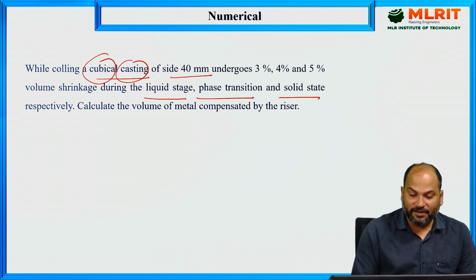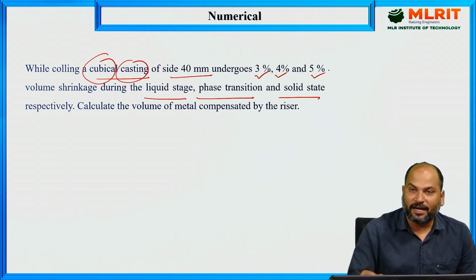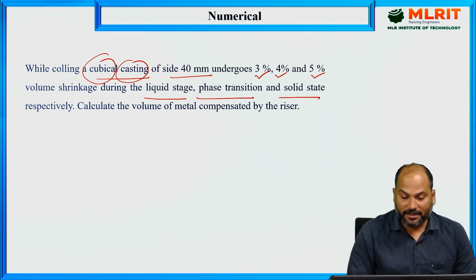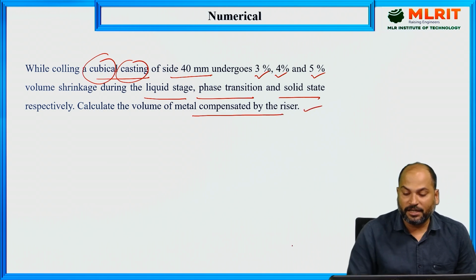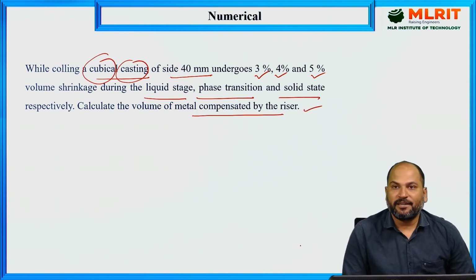So in the liquid state 3% shrinkage is there, in phase transformation 4% is there, and in the solid state finally it is 5%. These three stages are there. What we have to calculate? We have to calculate the volume of the metal compensated by the riser. So what is the question? The question is how much volume will be compensated by the riser.